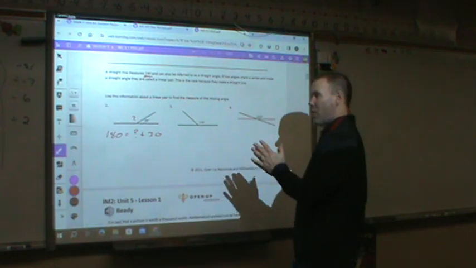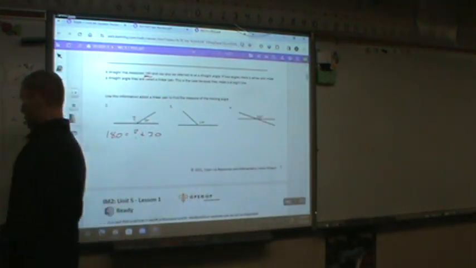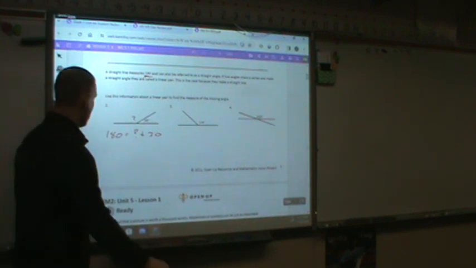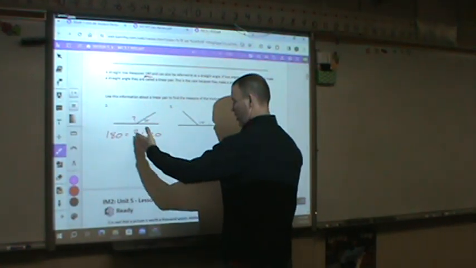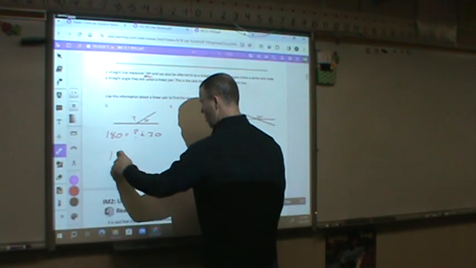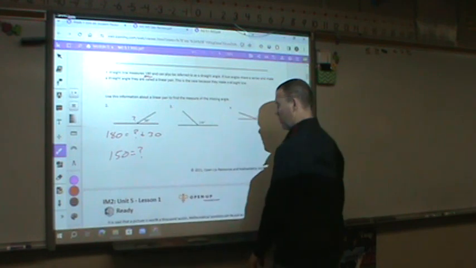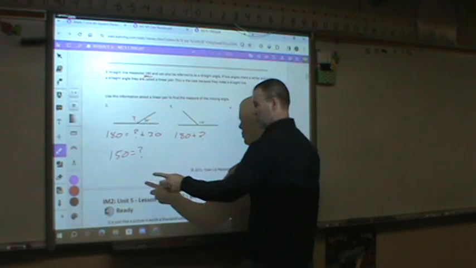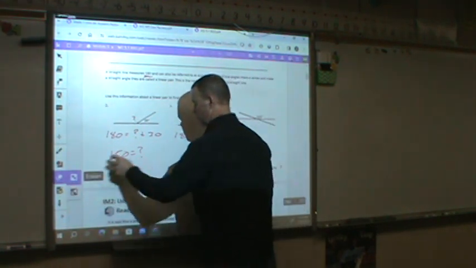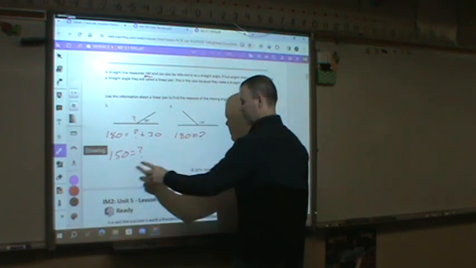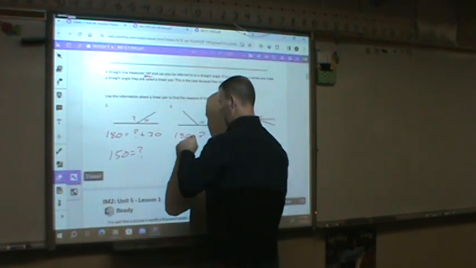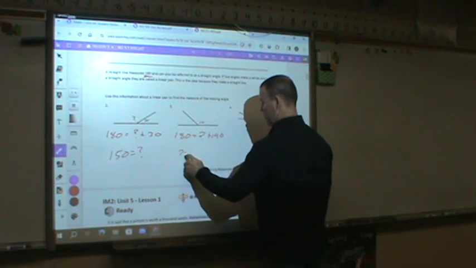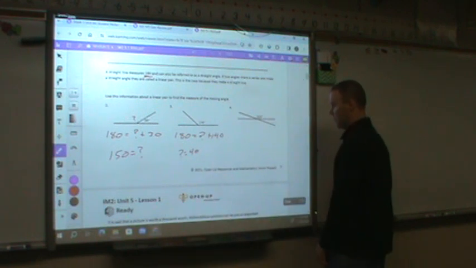Again, this is where you have to create the equations, which is what I just did. I created a simple equation, and then you have to work backwards. Well, what plus 30, 140, well, 180 equals question mark plus 140. Well, question mark better be equal to 40, because 140 plus 40 is 180.